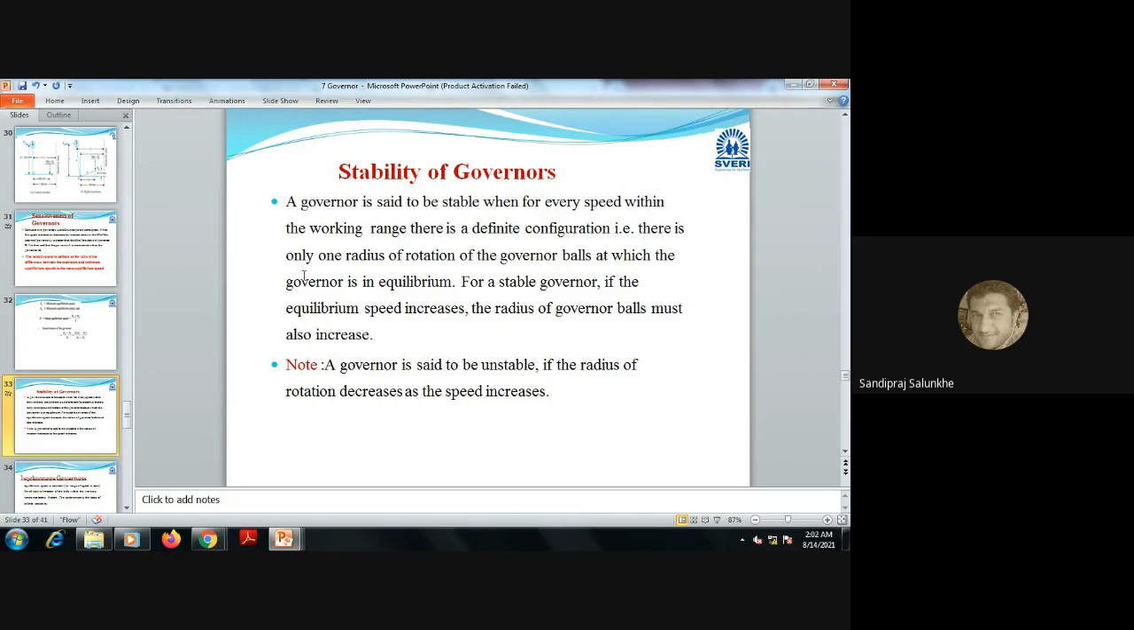That is, there is only one radius of rotation of governor balls at which the governor is in equilibrium condition for stable governors. Okay, if the equilibrium speed increases, the radius of governor balls must also increase. That means it moves from one equilibrium speed to another, but not as the previous types of governors are moving.